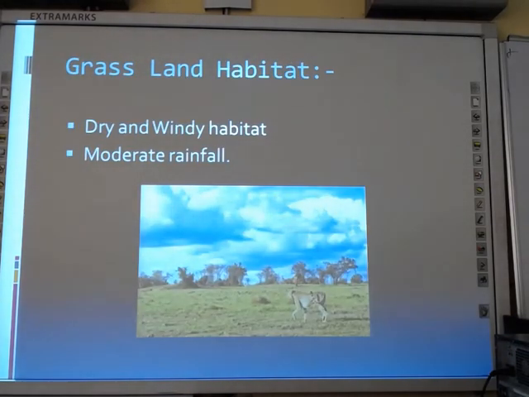Next is grassland habitat. The climatic conditions are very dry and windy, and they get moderate rainfall. In the grassland, the rainfall is moderate, means the medium level of rainfall they get.